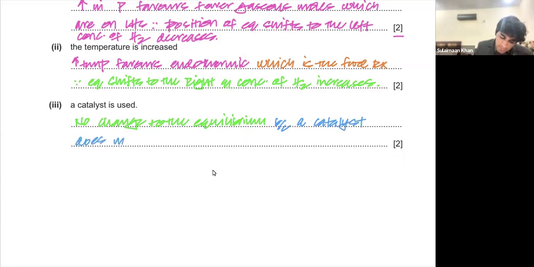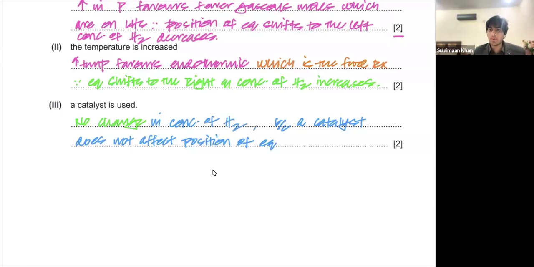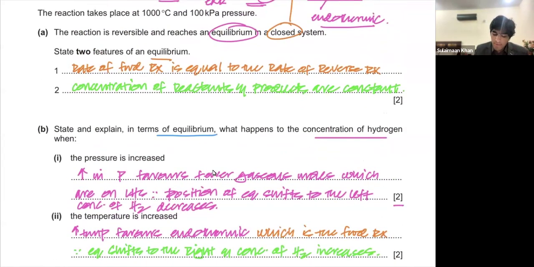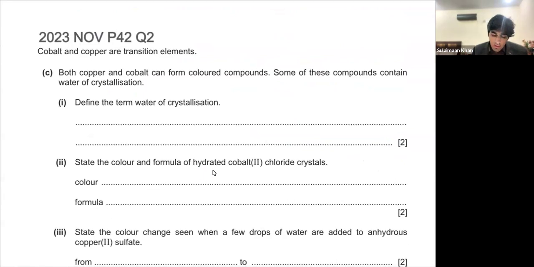So you have to tell him: no change to the position of equilibrium. No change in concentration of hydrogen. Why? Because the catalyst does not affect the position of equilibrium. The question asks two things: what happens to the position of equilibrium and what effect does it have on the concentration of hydrogen? Done.